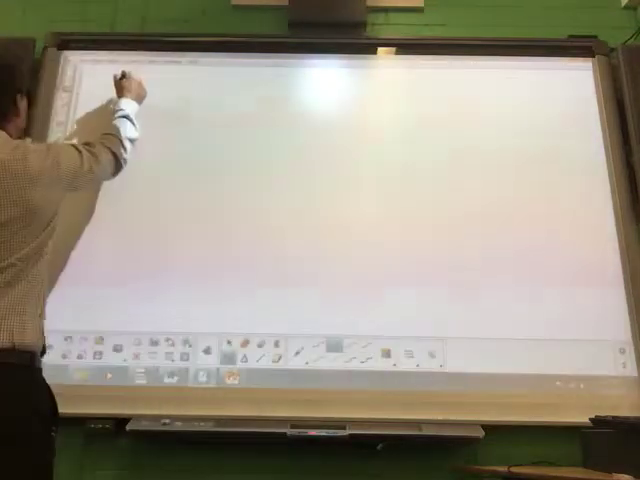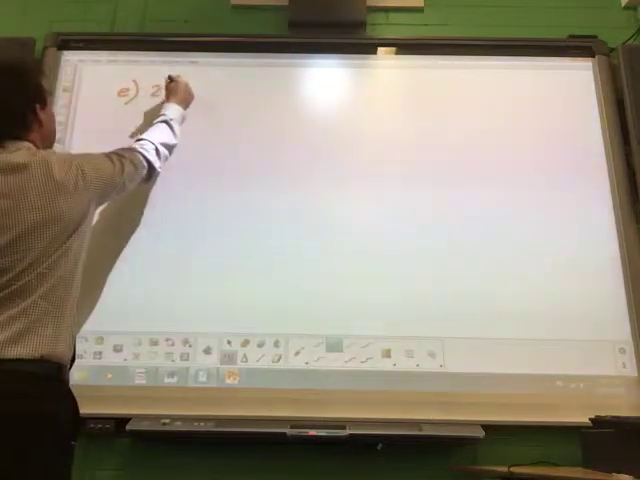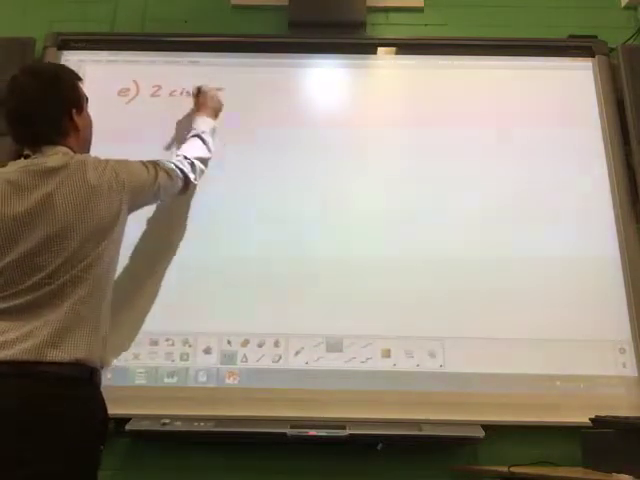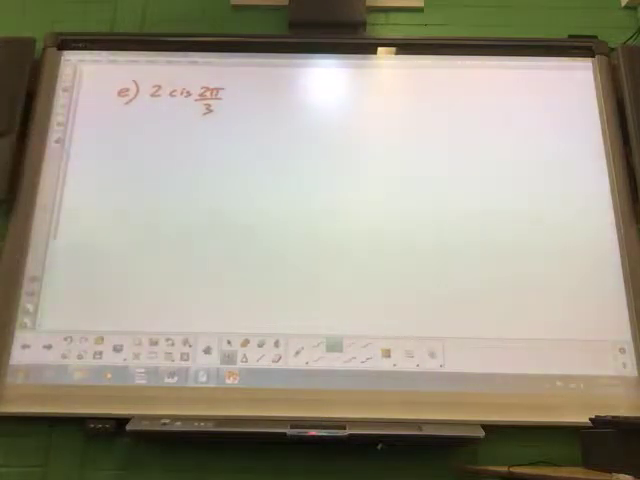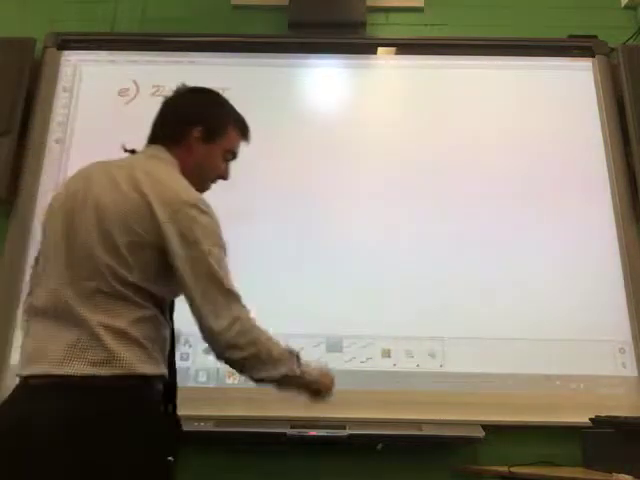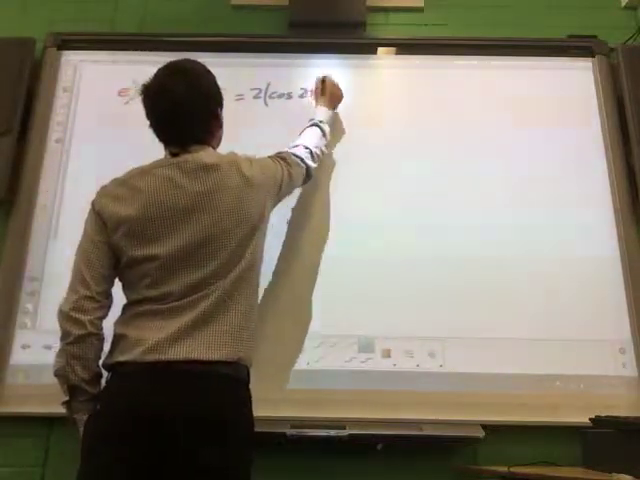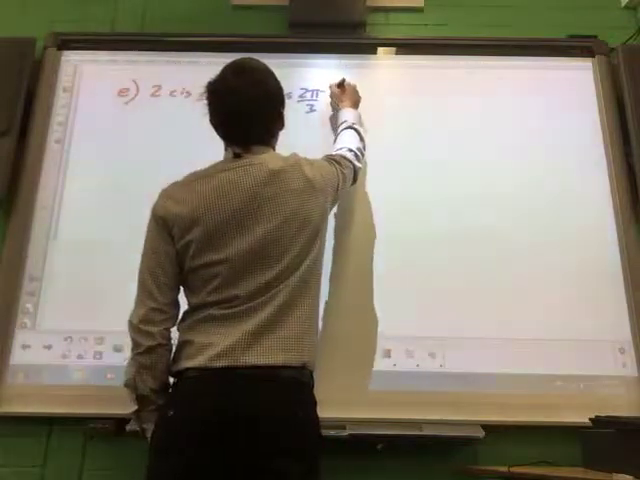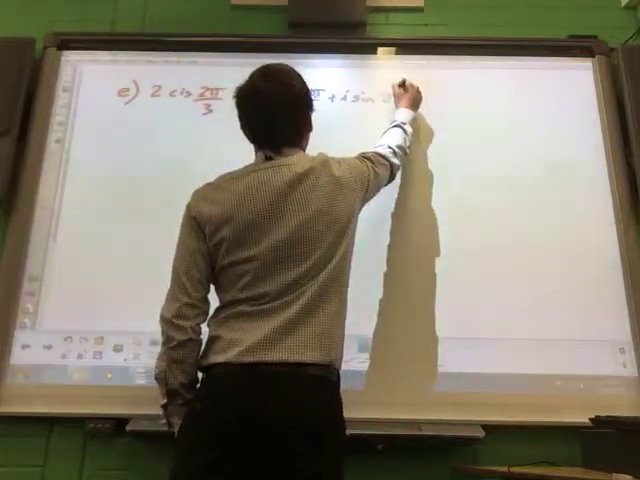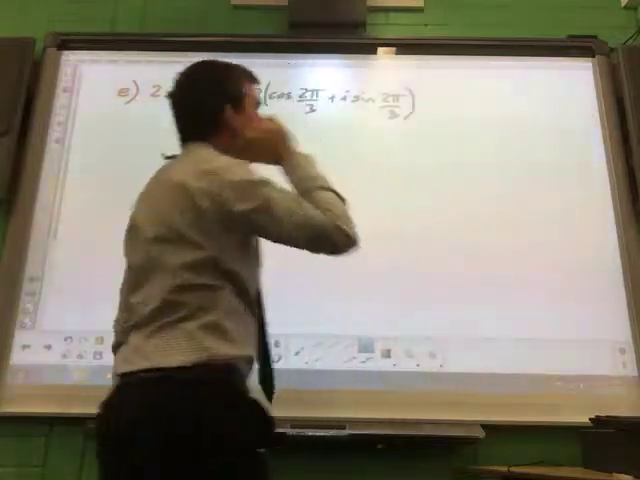Right, so this is E. Okay, so 2 cis of 2 pi on 3. Any suggestions on how I'm going to represent that back into the complex number form? Expand. 2 cos of 2 pi on 3 plus i sine of 2 pi on 3.